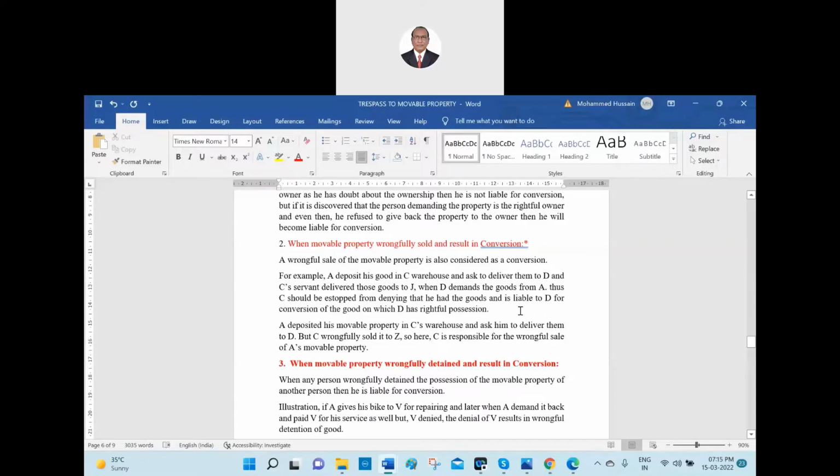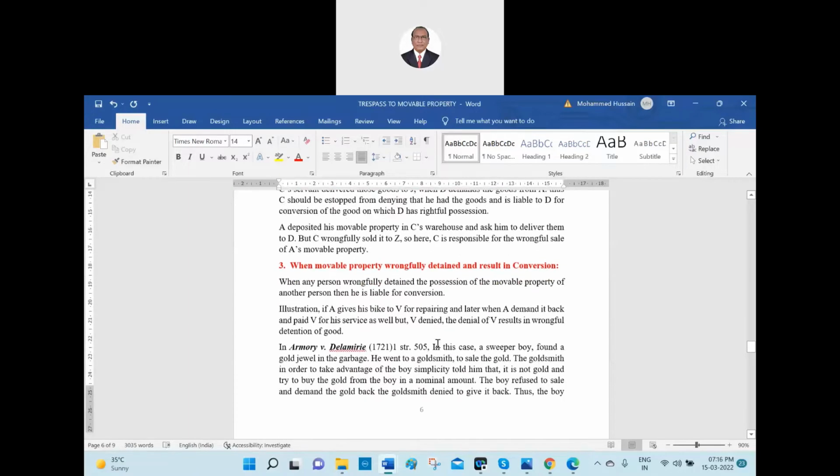So here, the person who gave the goods to somebody else, where he is not supposed to give, has committed conversion. A deposits his movable property in C's warehouse and asks him to deliver them to D, but C wrongfully sold it to Z. So when he sold it to Z, C is responsible for the wrongful sale of A's movable property. What did C do? He wrongfully sold it to Z. That means he converted the goods from one possession to another possession. So that amounts to conversion.